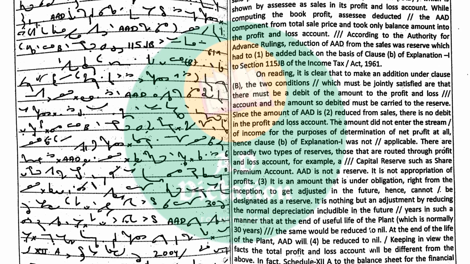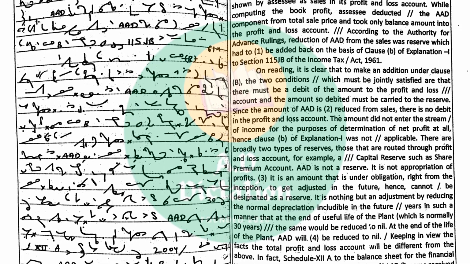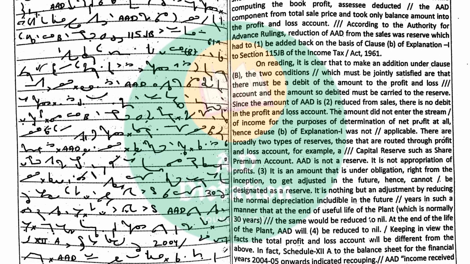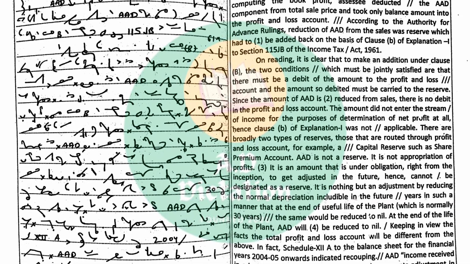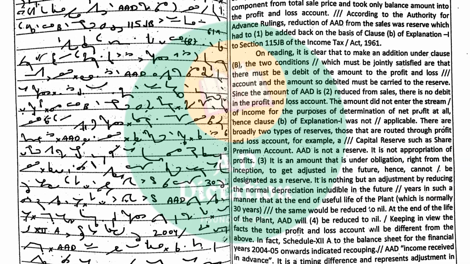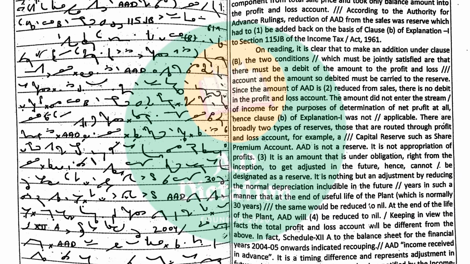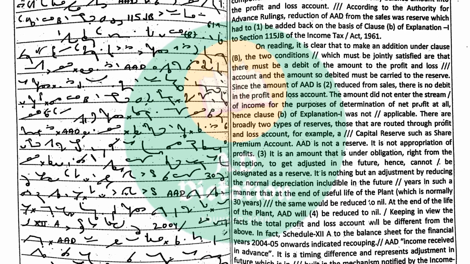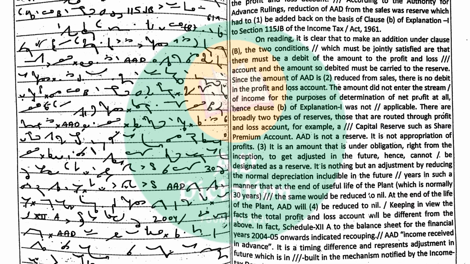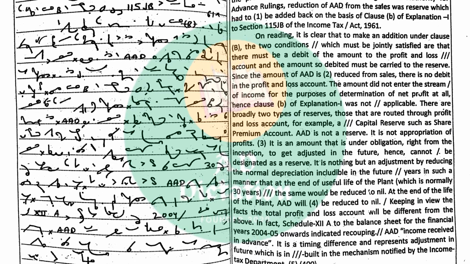Since the amount of AAD is reduced from sales, there is no debit in the profit and loss account. The amount did not enter the stream of income for the purposes of determination of net profit at all. Hence, clause (b) of Explanation 1 was not applicable. There are broadly two types of reserves: those that are routed through the profit and loss account, and for example a capital reserve such as the share premium account.